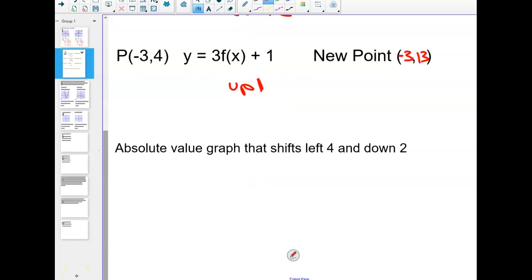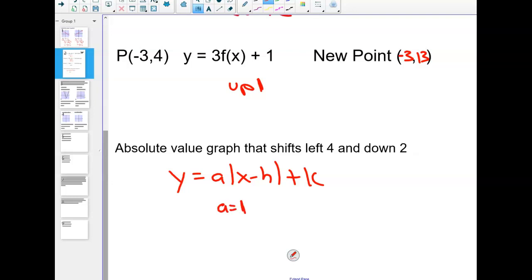So the absolute value graph here shifts left and down 2. Notice there's no stretch or shrink. Okay, they're just shifting basically what the vertex is. The general formula of an absolute value is this. We should know that, where h, k represents our vertex. Since they don't mention any vertical shift or stretch here, my a is going to equal 1.